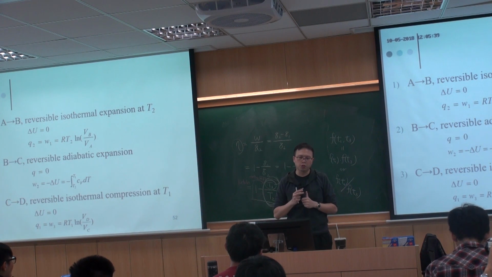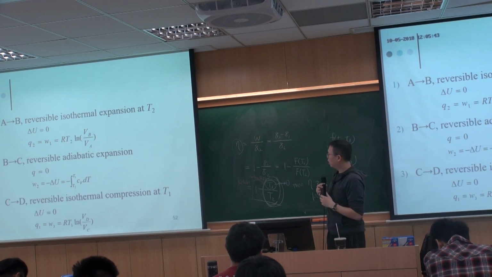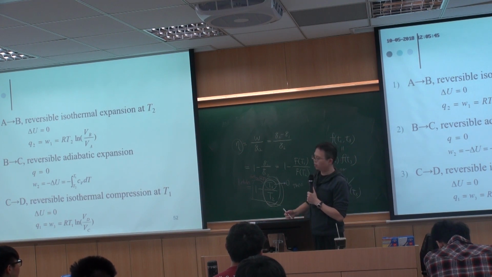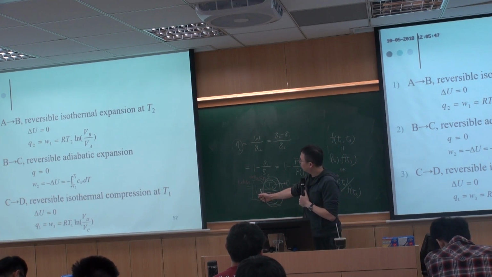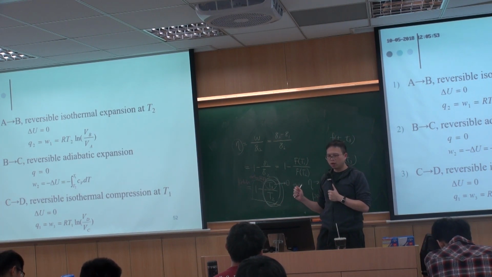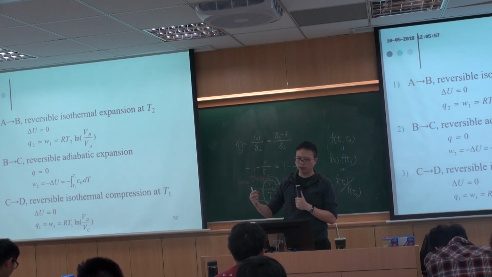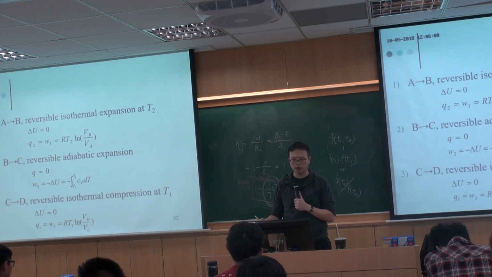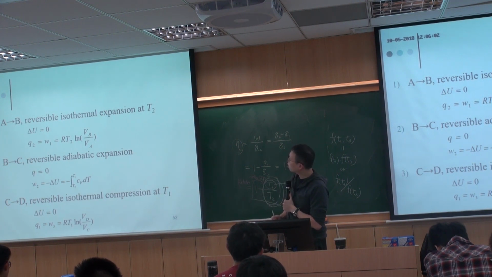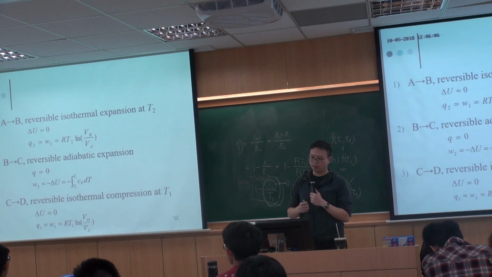But in reality, we can go through detailed calculations and show explicitly that the efficiency is indeed 1 minus T1 over T2. To do that, we assume a very simple system, which is an ideal gas, with only 1 mole. And we will go through this Carnot cycle a step at a time.